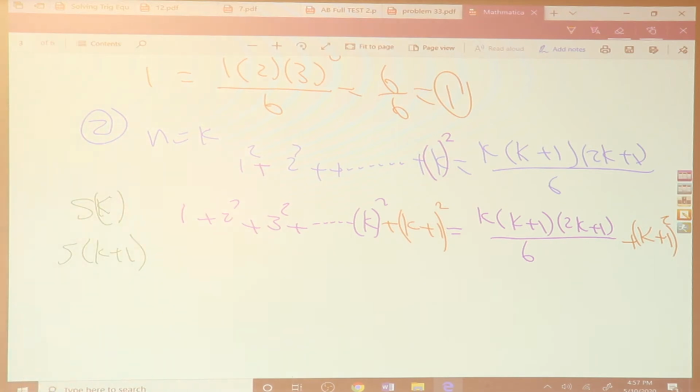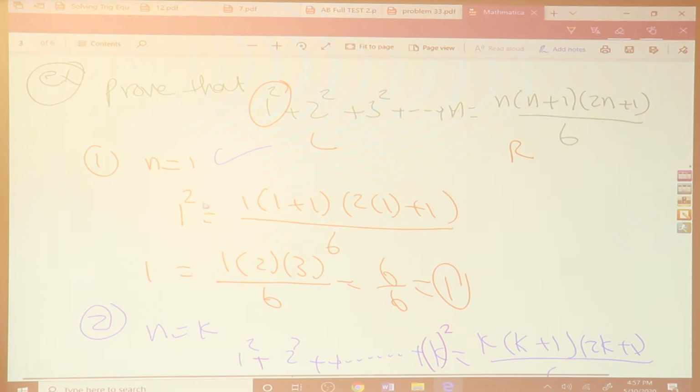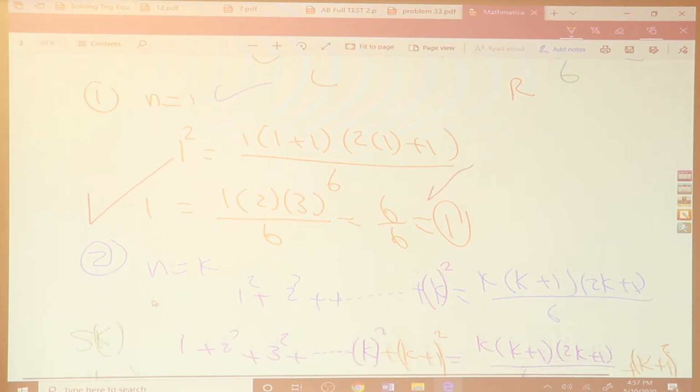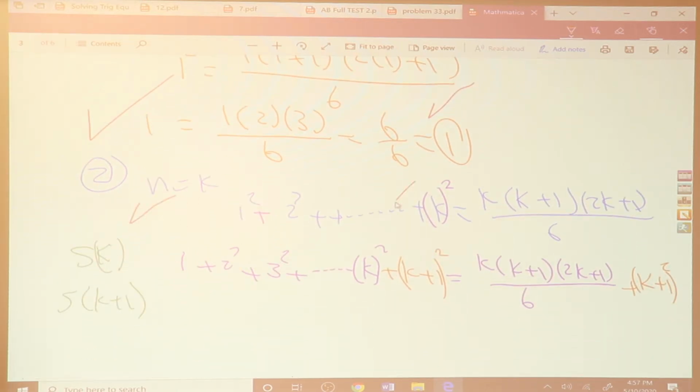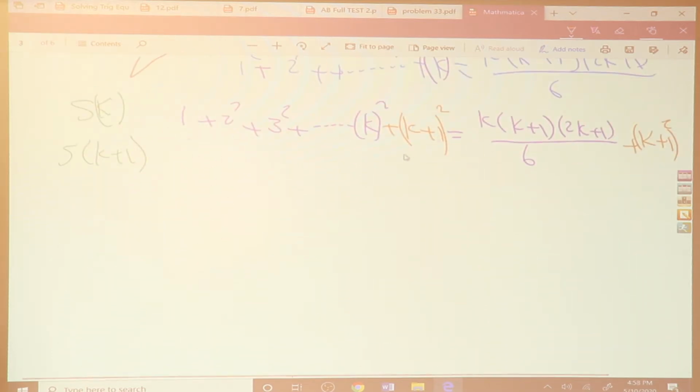Then the steps again you have to follow. When n equals 1, you plug 1 in both sides. 1 in this side means 1 only, nothing else, 1 squared. In that side, 1 times 1 plus 1 times 2 times 1 plus 1. If both are true, this is true. Now n equals k, we add k squared, which is changing n to k only. Now we're going to prove it for k plus 1. We add k plus 1 squared.